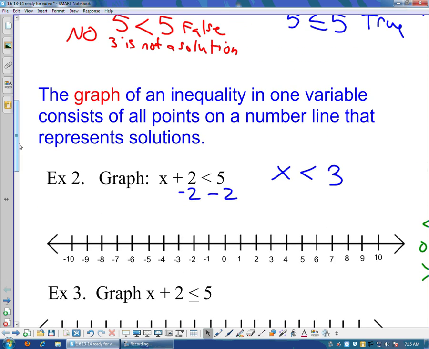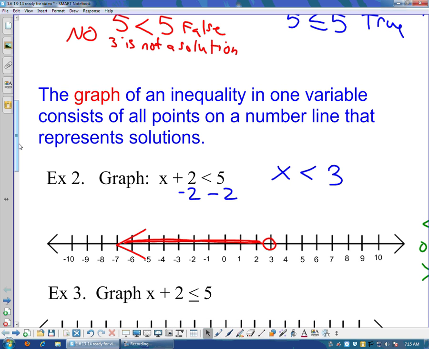All right, so what about the graph? Let's review what the graphs of these inequalities look like. It consists of all the points on the number line that represent solutions. So x plus 2 less than 5, we subtract 2 from both sides, we get x less than 3. And the way that we draw this is, since we don't want to include the 3, we can't have a closed circle there, so we put an open circle, and we want to shade to the left. All right, so like this.